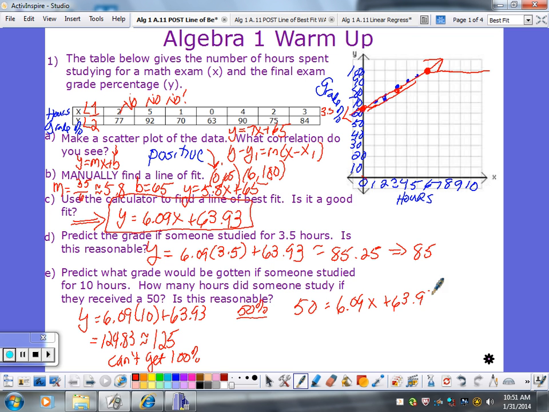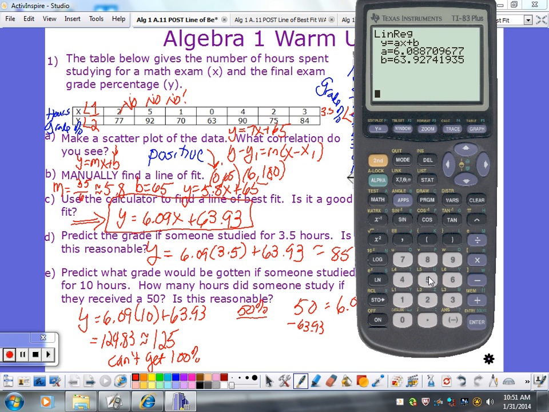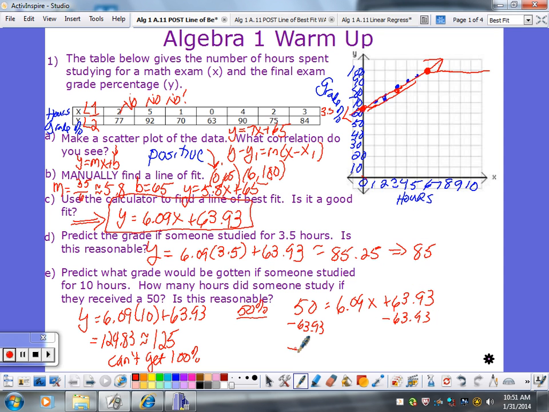Can we solve this equation? Say yes. Yes. How do we solve it? Subtract 63.93. And then we're going to what? Divide by that 6.09? I don't know what that is. I'm not that good. 50 minus 63.93. And then we divide by that coefficient, 50.09. Well, that means about negative 2.3.